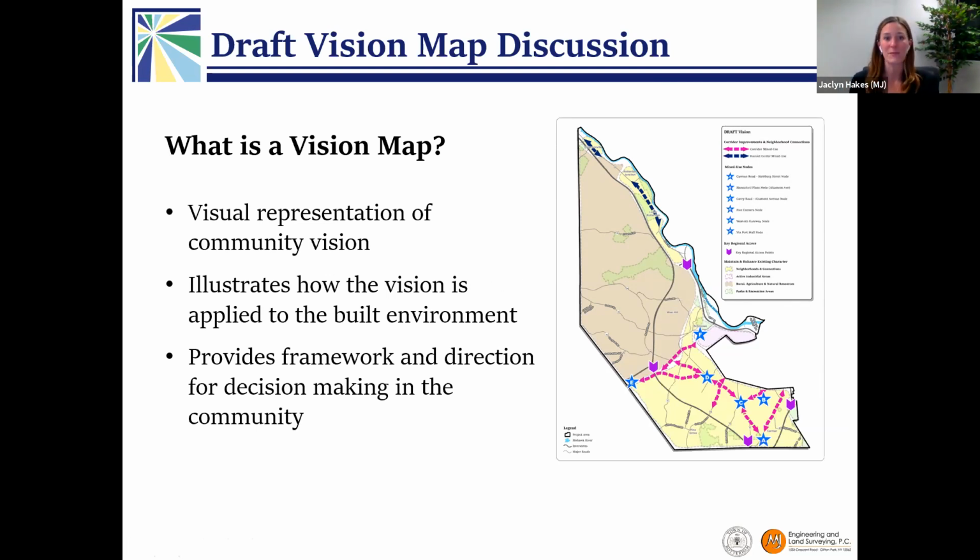And so the vision map is a visual representation of that community vision that Andrew just described. It illustrates how that vision is applied to the built environment. It provides the framework and the direction for decision making within the town. And components of this vision map will be expanded upon, and recommendations will be included in the draft comprehensive plan to help achieve this vision map.